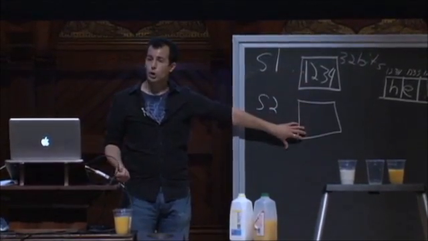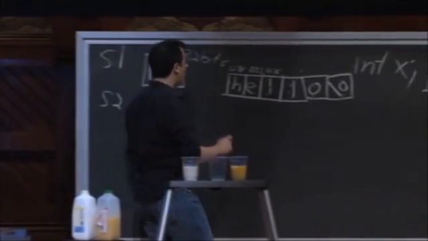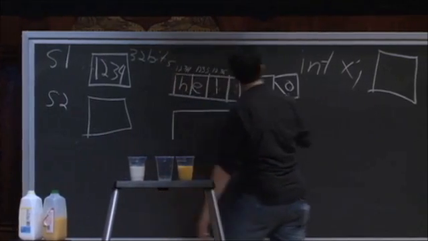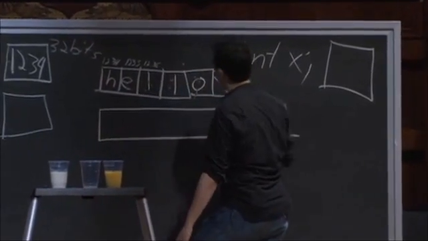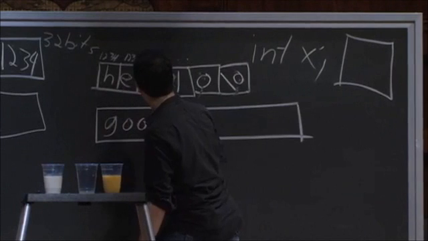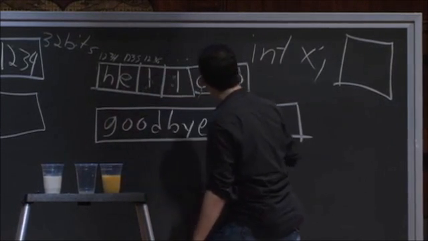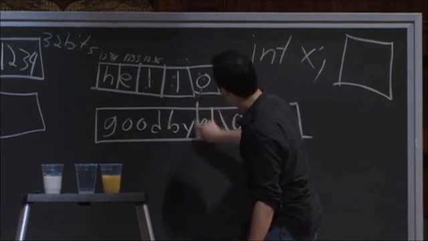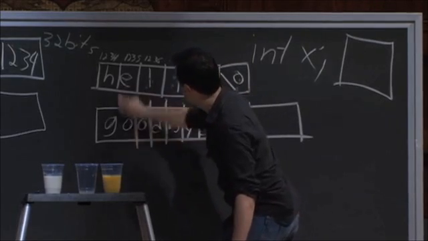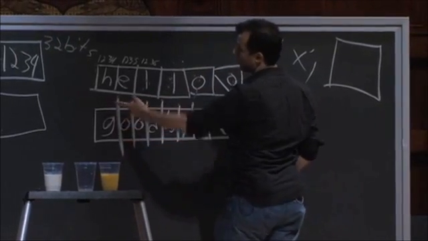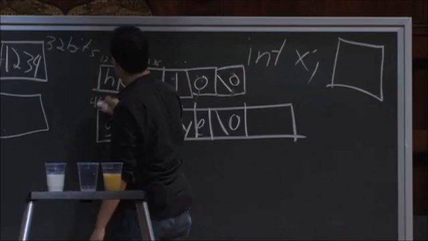S1 and S2. So let's finish this picture. I typed in goodbye before. So what do I need for goodbye? Well, I need another chunk of memory that's going to have G-O-O-D-B-Y-E and then \0. And now let me just break it up pictorially with lines.